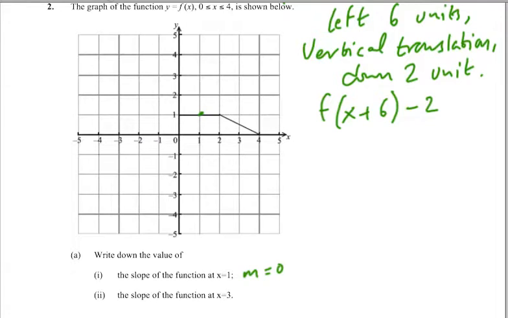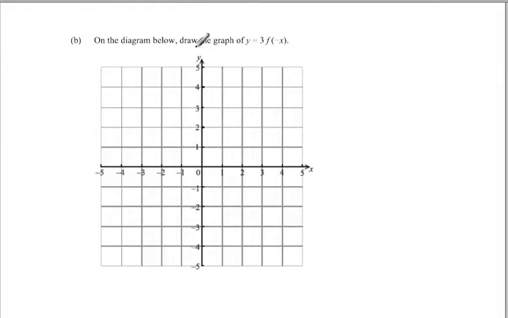In fact, don't write m. Maybe I shouldn't have written m. Just write 0. The slope is simply 0. Now, the slope of the function at x equals 3, so it's right here. If we look at this line, if we look at the rise over the run, it's down 1 and to the right 2. So in other words, we can see that it's a negative slope, right, because it's going downwards, so it's -1/2, and that's the slope for this part. So B, on the diagram below, sketch the graph of y is equal to 3f of -x.